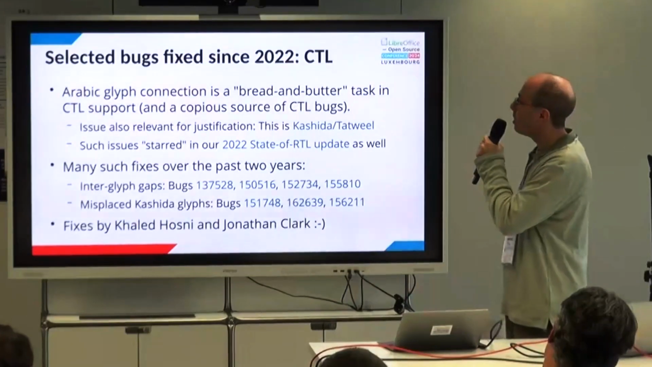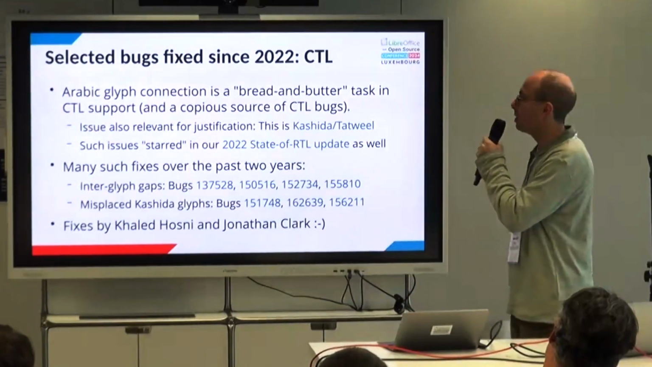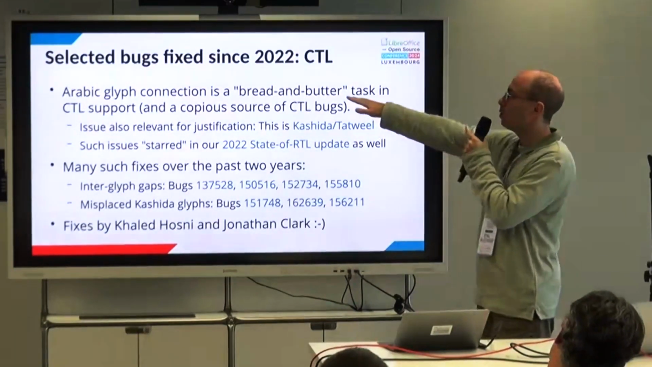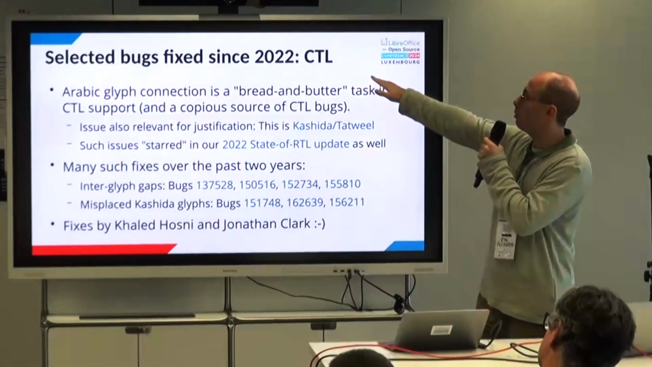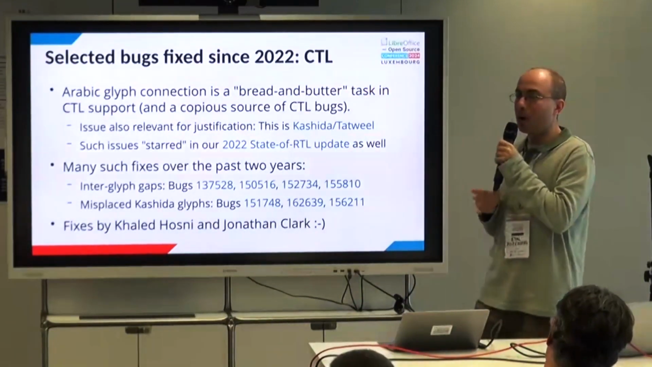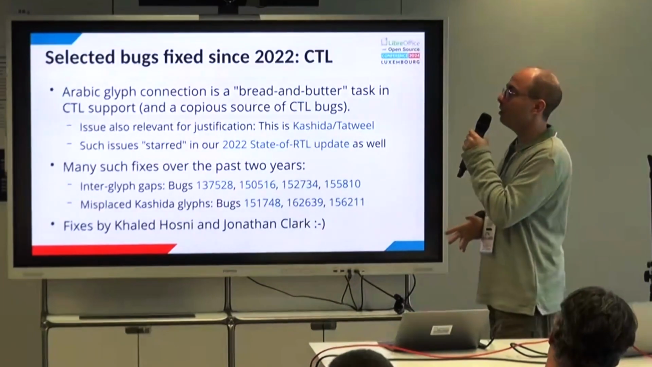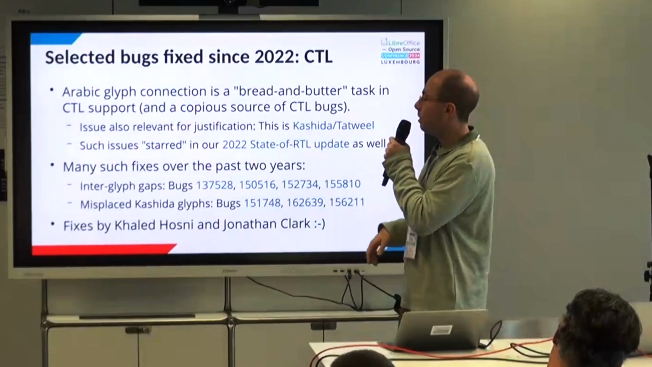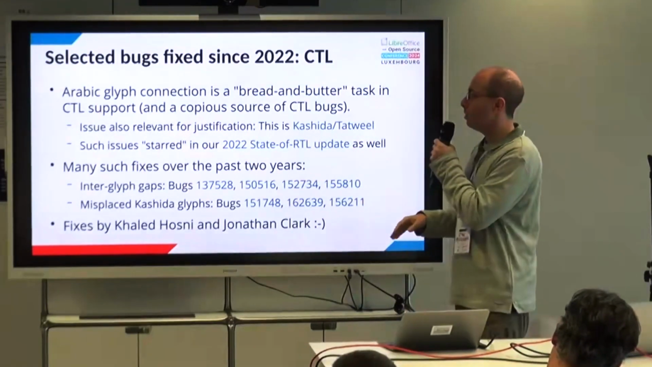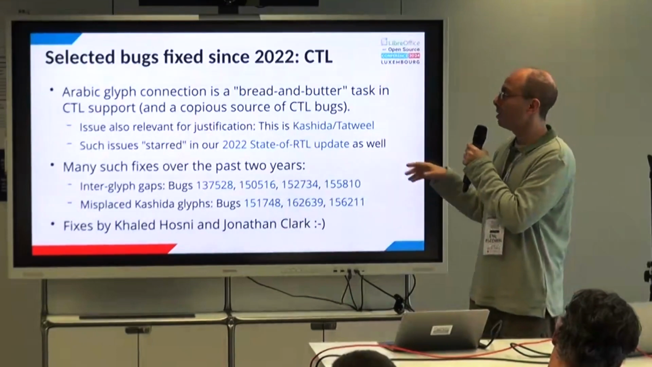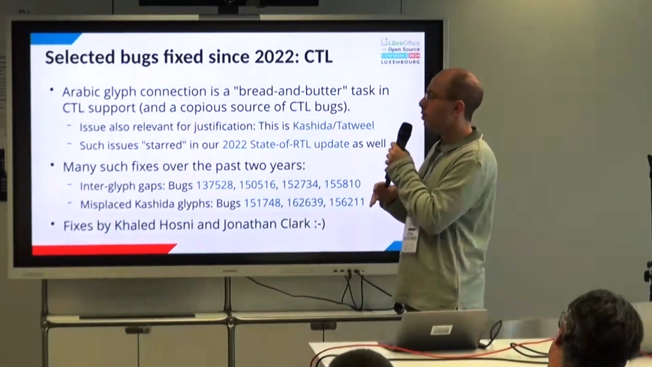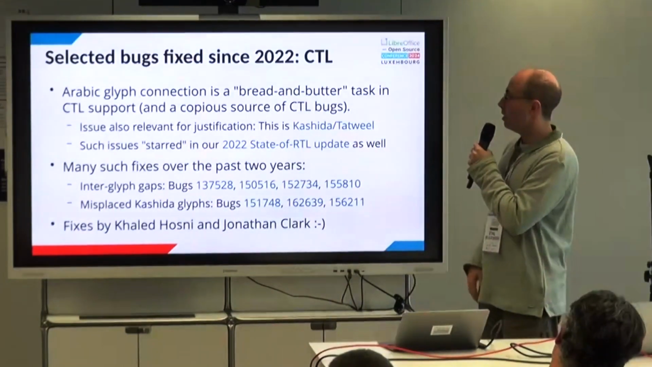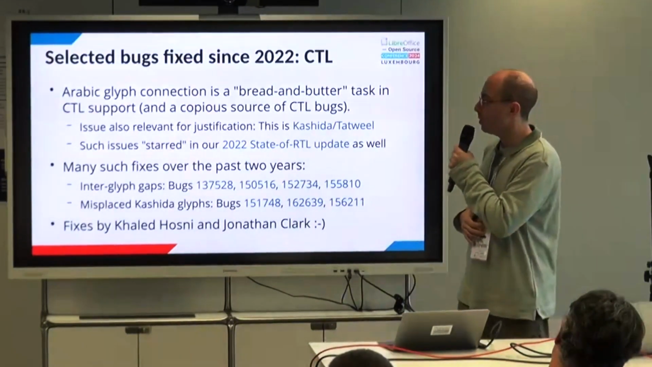The other category is complex text layout bugs, and here I'm going to take the bread and butter choice. So the bread and butter of complex text layout is properly connecting glyphs in Arabic or in the Arabic script. And this was also highlighted in the previous state of right to left update. And the glyph connection is also relevant for justification, and I won't go into that. But there's a link in case you want to read more about it.